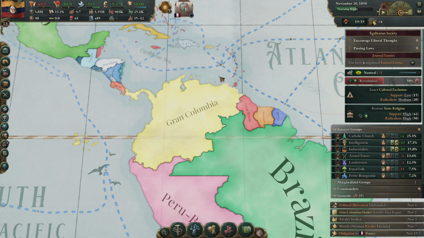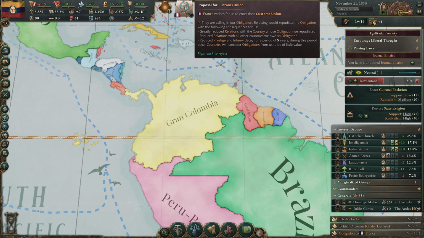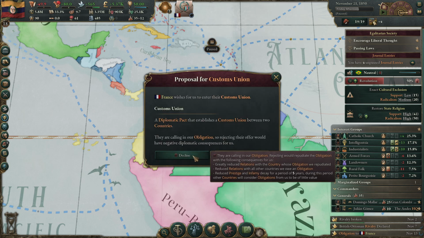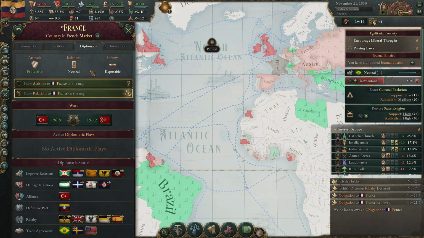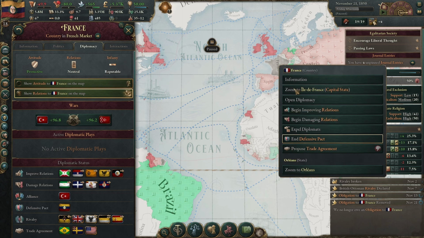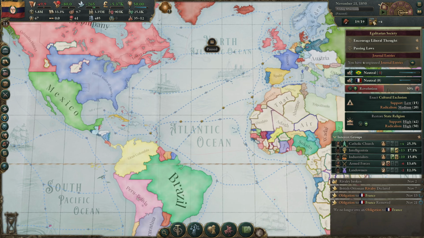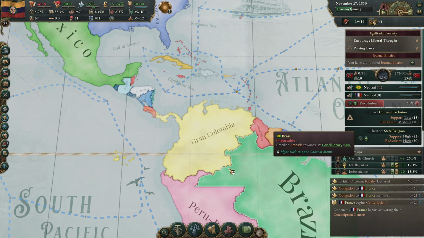They accepted the pact. Uh-oh. Yep, there we go. They are calling in our obligation. Rejecting would repudiate the obligation with the following consequences: greatly reduces relations with the country, and reduces prestige and infamy decay for a period of 5 years. During this period, other countries will consider obligations from us to be of little value. Well, I have to decline. And how bad is this for the relations? We are back at neutral. But we do have the defensive pact, so let's get the relations up again.